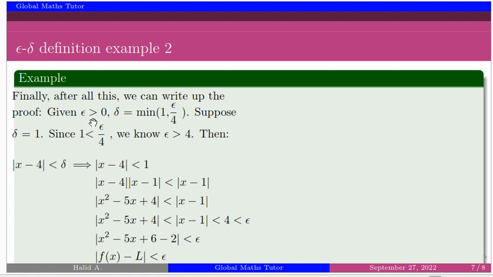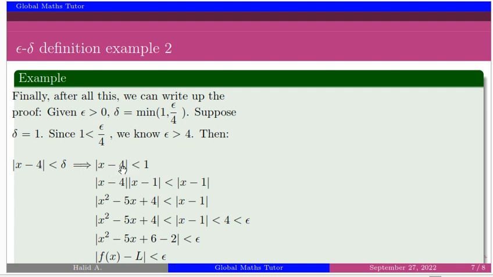So for a given arbitrary epsilon greater than 0, we can choose delta that is the minimum of 1 and epsilon over 4. Suppose, for example, the minimum of those two is 1. Then this means delta equals 1. It means 1 is less than epsilon over 4, so when we cross-multiply, epsilon is greater than 4. Then |x minus 4| less than delta can be written as less than 1, because the minimum is in our case 1, and this epsilon is greater than 4.